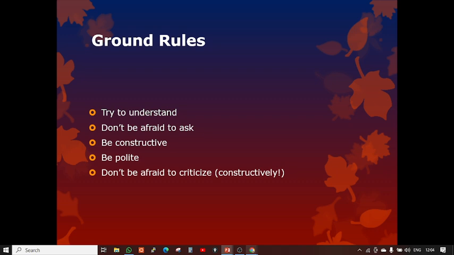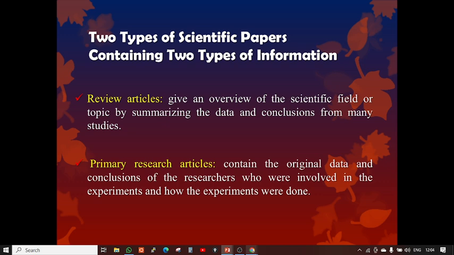Be constructive, be polite, and do not be afraid to criticize. Everywhere you have to criticize and evaluate. That is the main purpose of the reader.